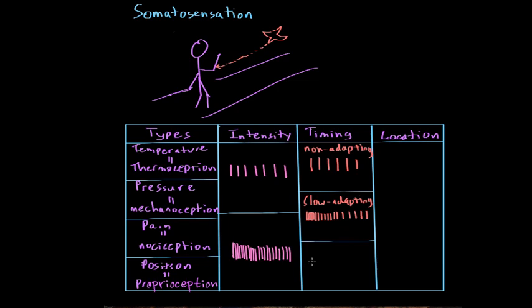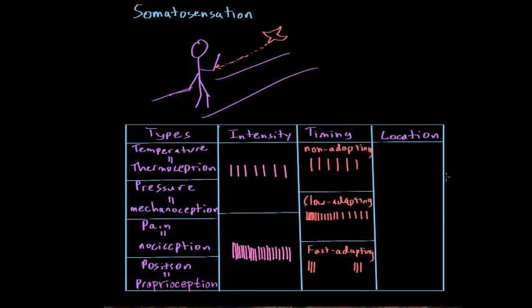Another type of neuron is going to fire really quickly as soon as the stimulus starts, and then it's going to stop firing, and then it'll fire again when the stimulus stops. So this is known as a fast adapting neuron. So fast adapting.